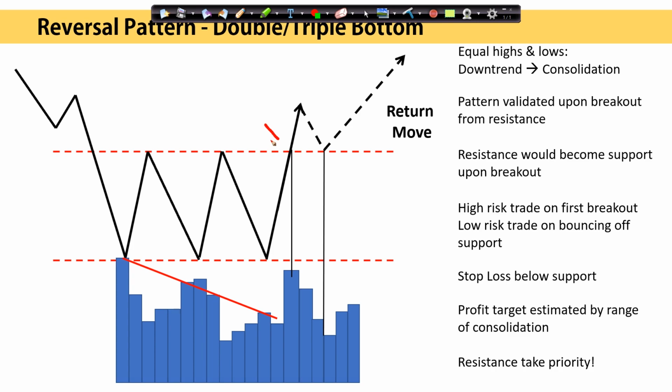So the trading setup is the same. The first one upon the immediate breakout, and the second one on the bounce off from the new support that is formed over here. And the profit target is just the range of the consolidation projected from the point of the breakout. And for both trading cases, we would like to place our stop loss below the new support line over here.